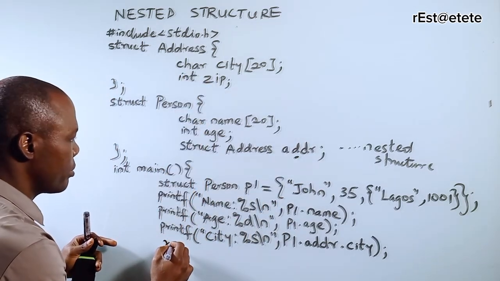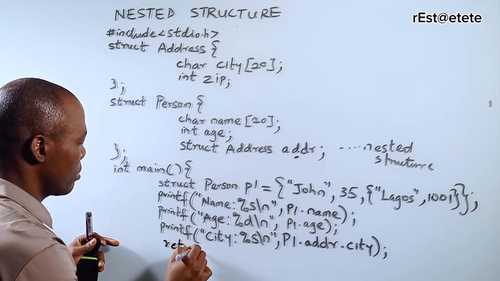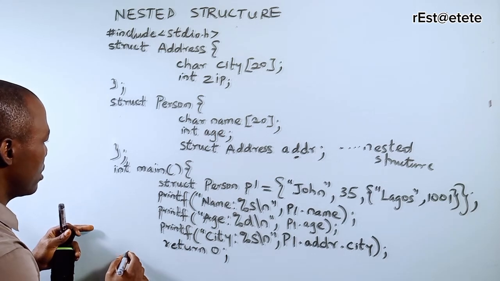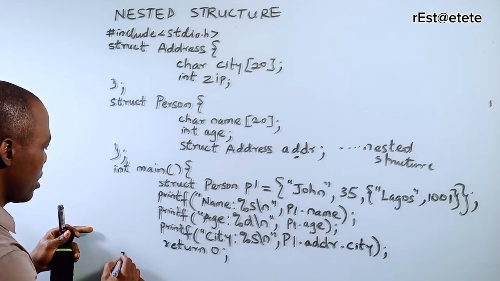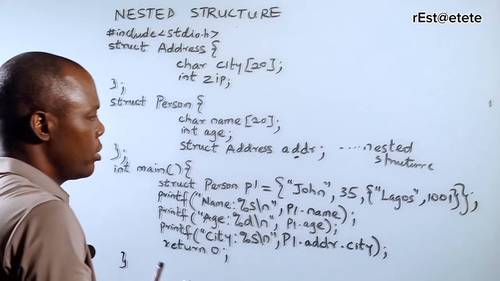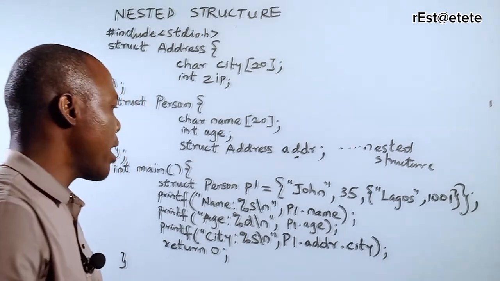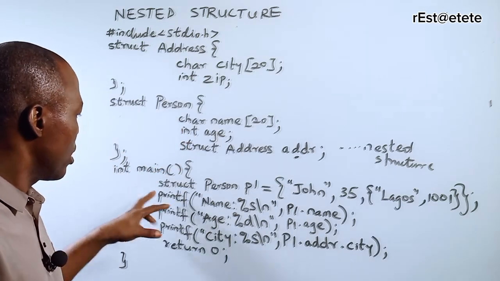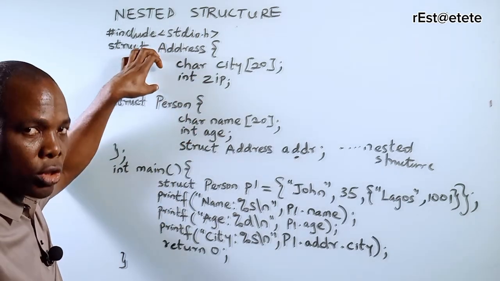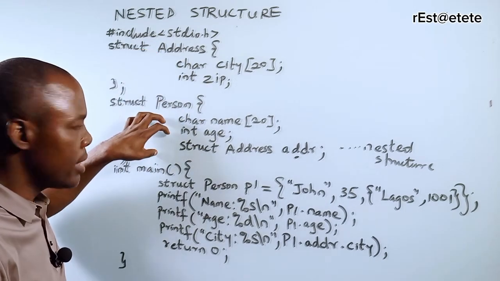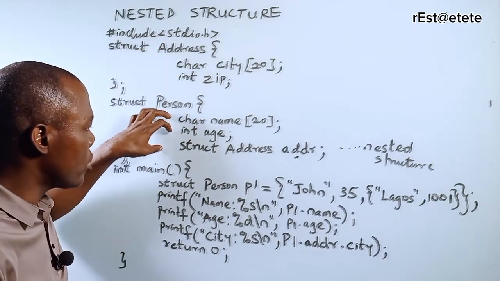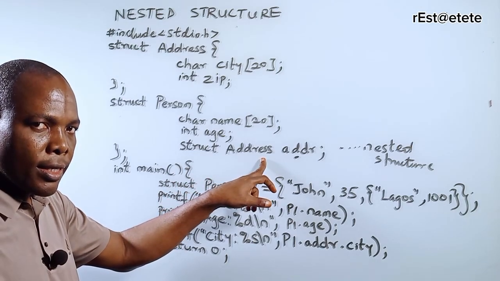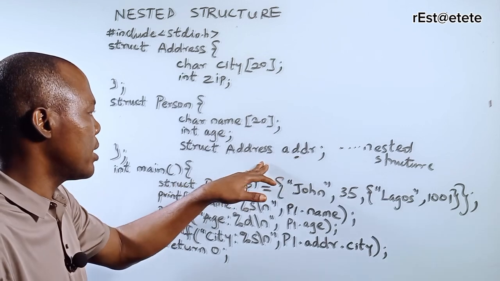So I'll say return 0, and then I'll close this, my main. I'll close it here. So this is my code. So this is how you write structure inside another structure. So here I created this structure address, and then I created the structure person. But inside this structure person, I have structure address inside, right? So that is what you call nested structure.